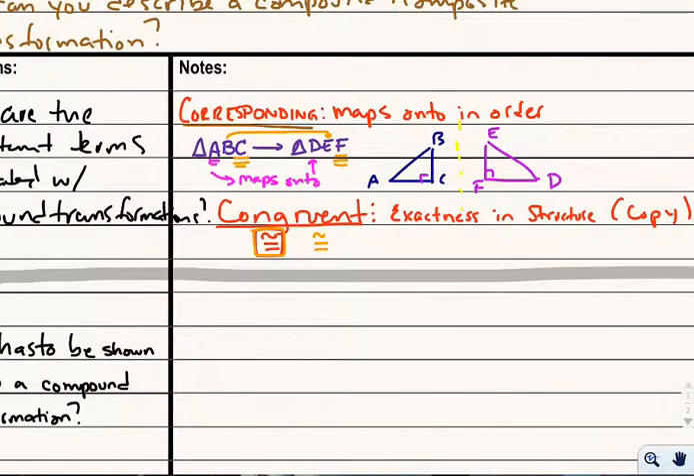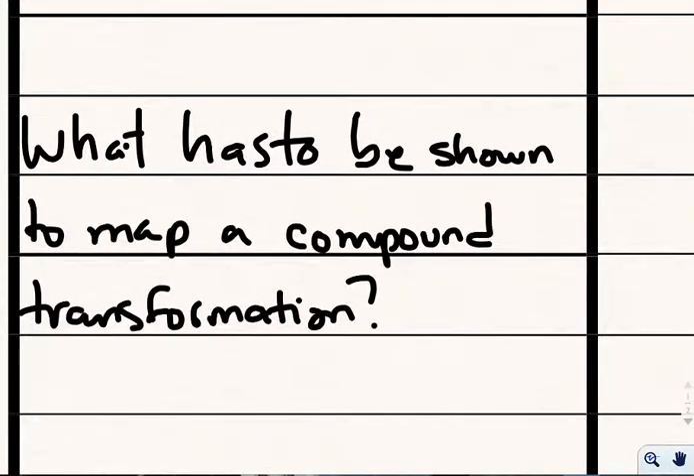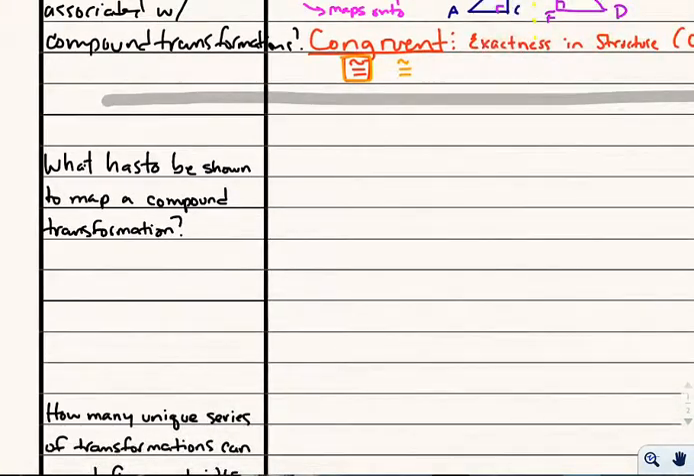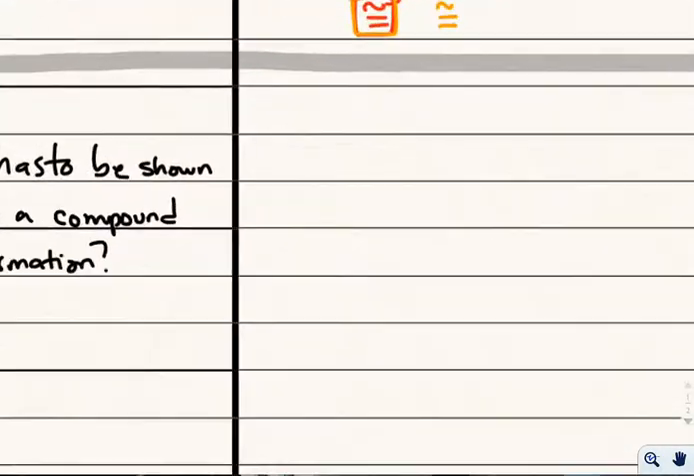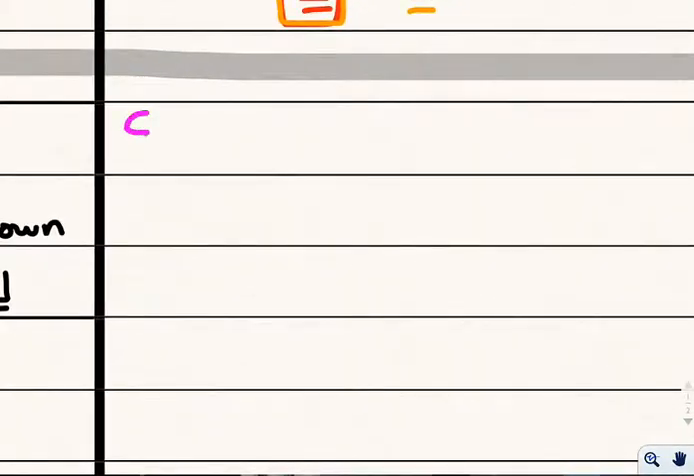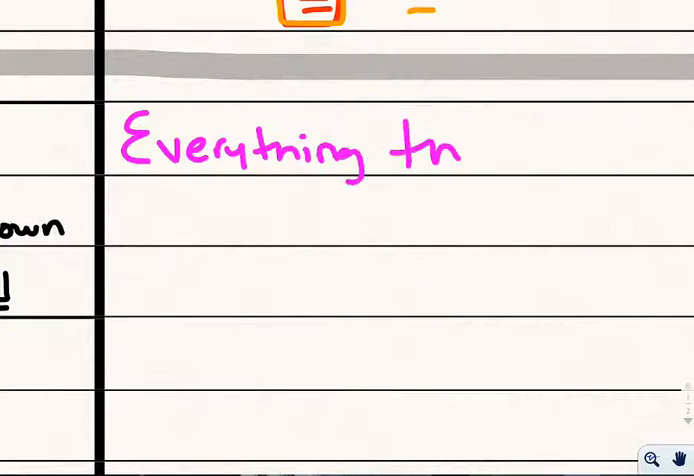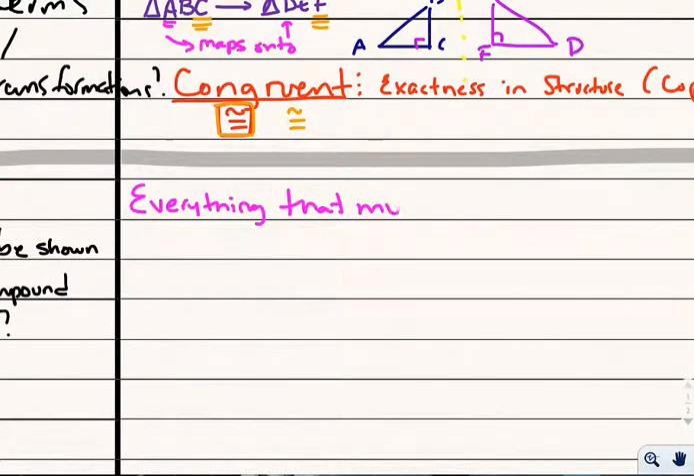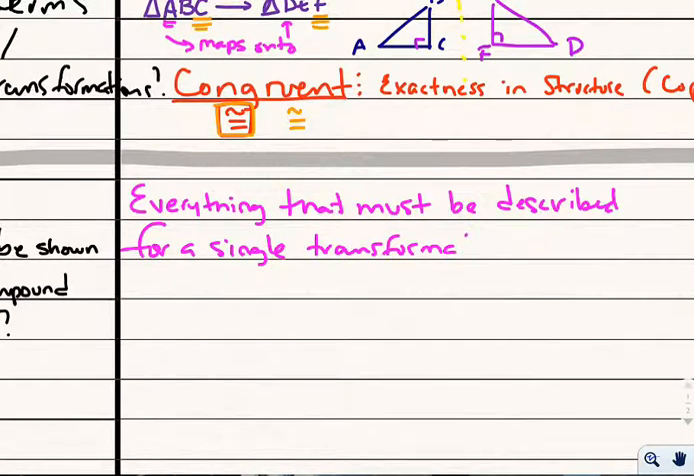So let's get out of here. Let's get down to our next question. What has to be shown in order to map a compound transformation? Well, the answer to this question is actually really simple. We have to show everything that we had to show for a single transformation. So the kind of snarky answer is everything we used to show. So we used to have these single transformations like rotations, reflections, and translations. And so we have to show the same thing we used to show for those. But now we have to show it in order.